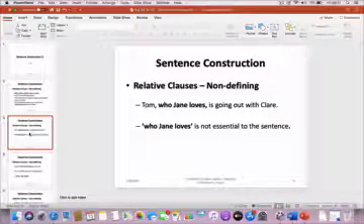For example here, Tom, who Jane loves, is going out with Claire. Who Jane loves is a non-defining clause. It's not essential, and it can easily be removed from that sentence to become Tom is going out with Claire. Works perfectly well. Who Jane loves simply is adding more information to the sentence, but like I said, is not essential to that sentence.